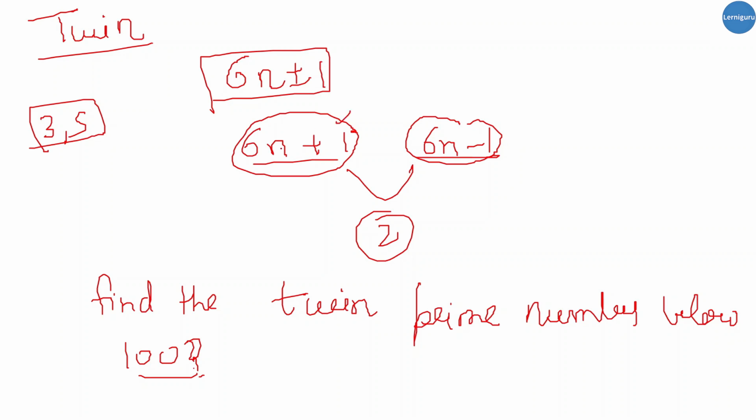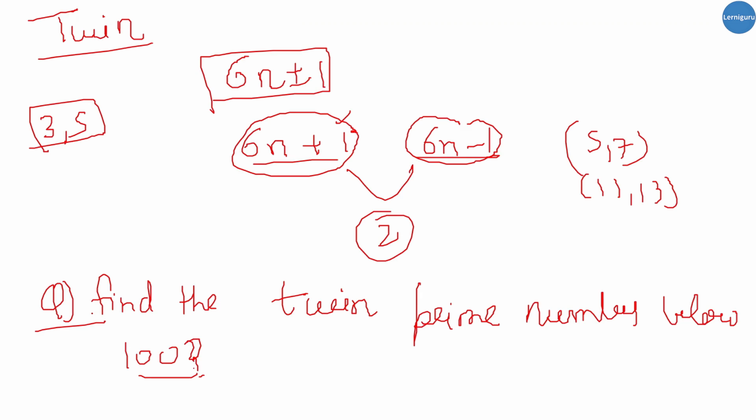I put n equal to 1 here, so I got 5 and 7. This is a twin prime pair. Then you put n equal to 2 here, so that is 12, plus 1 is 13, and minus 1 is 11. So this is 11, 13. This way you will get all the twin prime numbers. I just solved this question. Let me know the answer in the comment section. I hope you will be able to solve this. This thing is clear.